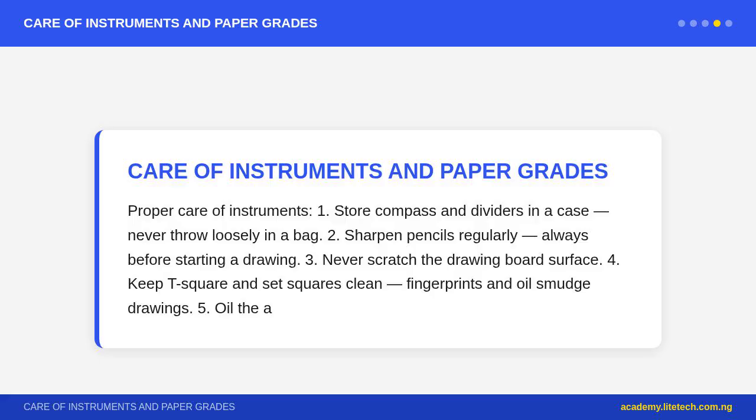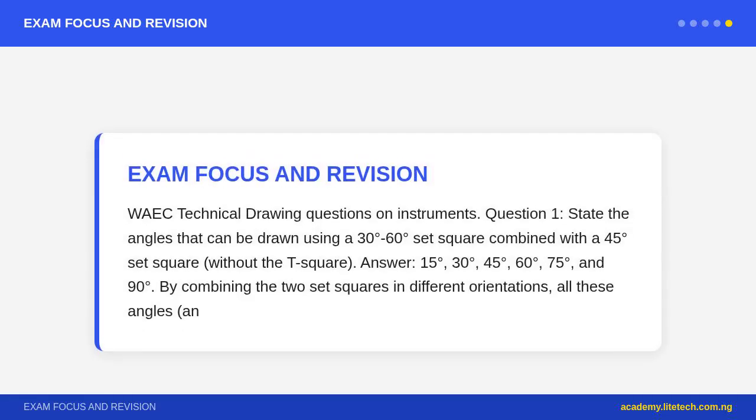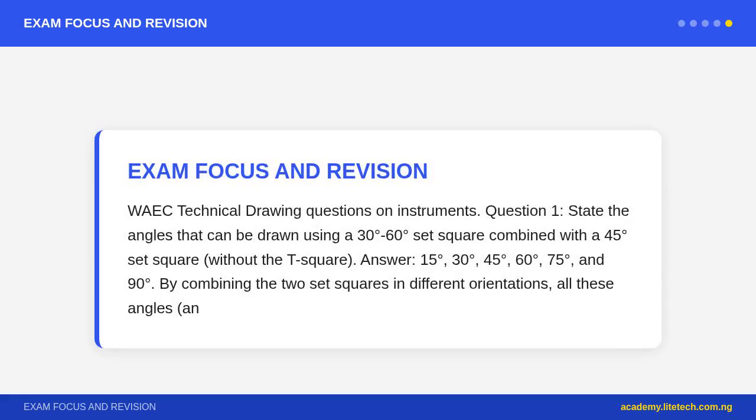Question 2. Differentiate between a compass and a pair of dividers. Answer: a compass has one sharp steel pivot point and one pencil or pen point. It is used to draw circles, arcs, and to transfer distances with a mark. A pair of dividers has two sharp steel points and no pencil. It is used only for measuring and transferring distances between 2 points without marking a circle.